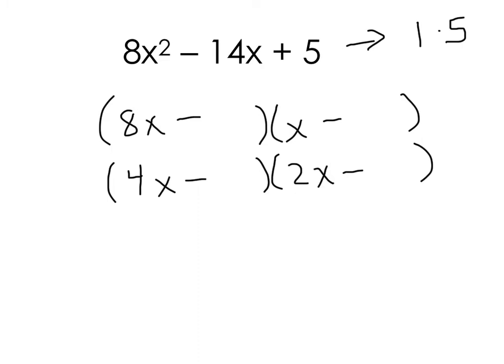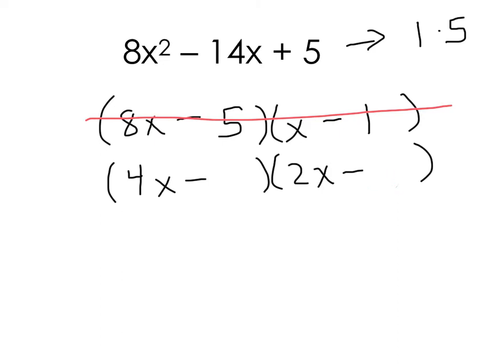Let's try 5 and 1. Minus 5x, minus 8x, minus 13x. So close, but no cigar. So, this is not correct. Let's try 1 and 5. That gives us outside minus 20, inside minus 2x. That's not right.